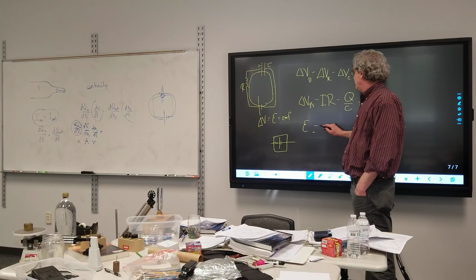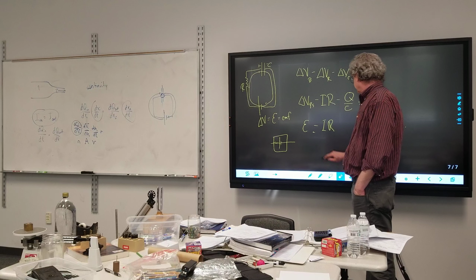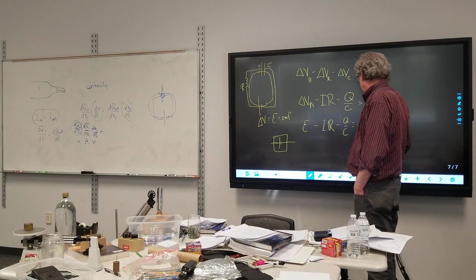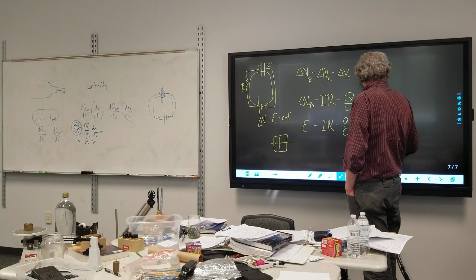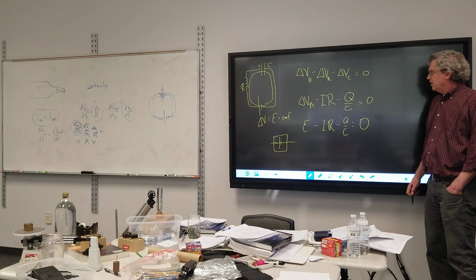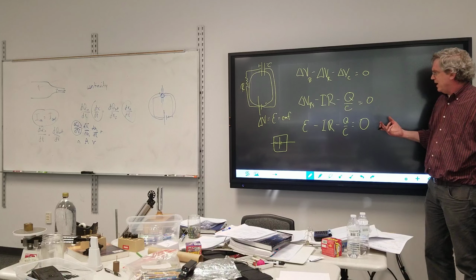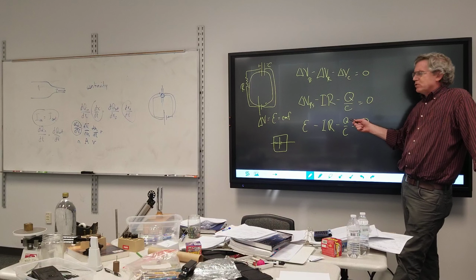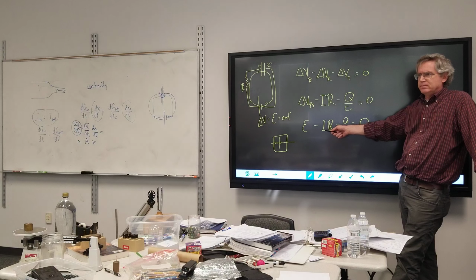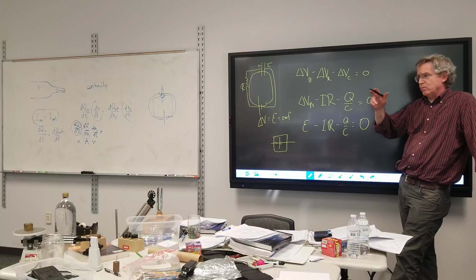So I have epsilon minus IR minus Q over C equals 0. Let's get rid of that stuff. Epsilon, R, and C are constants, so I have these two variables, current and charge. This is the charge that is on the plates. This is the current flowing across the resistor. Current that flows across the resistor ends up on the plate, so we're not having an issue here.